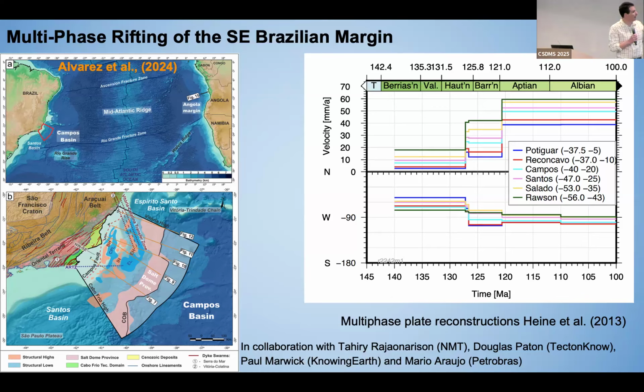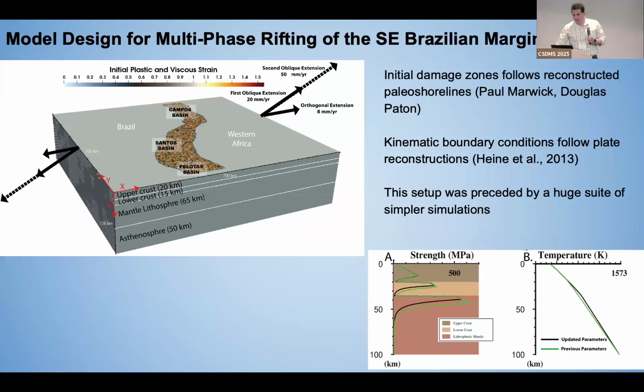The plot on the right, on the top, shows changes in velocity over time. At the beginning of rifting, you have velocities on the order of 5 millimeters per year, which then go all the way up to 50 millimeters per year at the end of rifting. So massive changes in the tectonic forcing. Coupled with that, you also have significant changes in the obliquity.